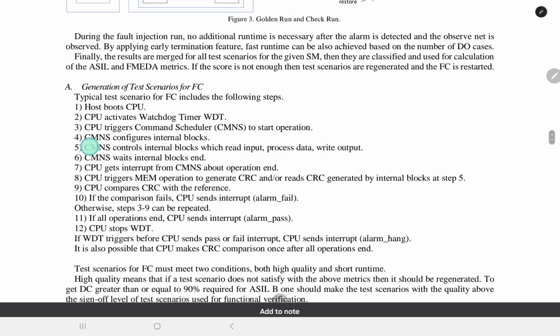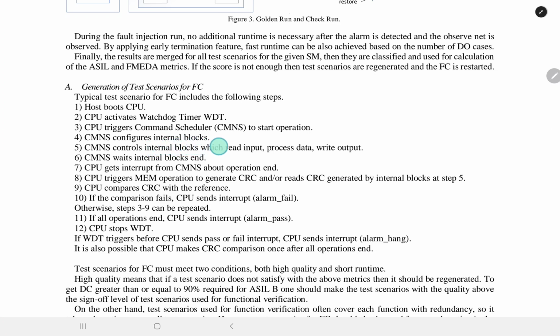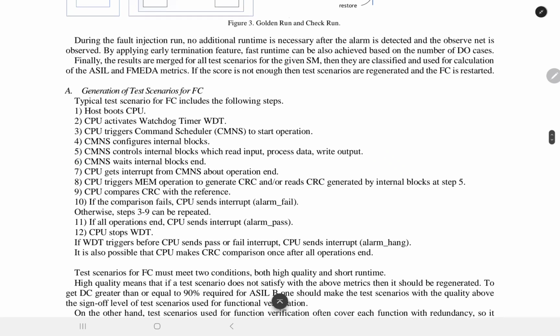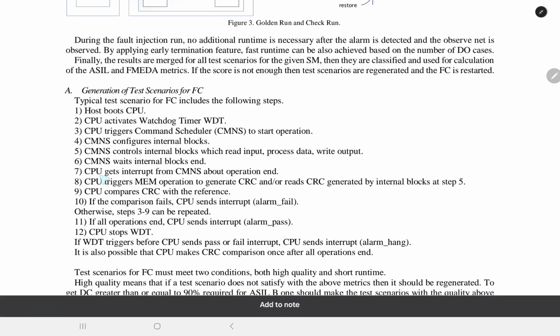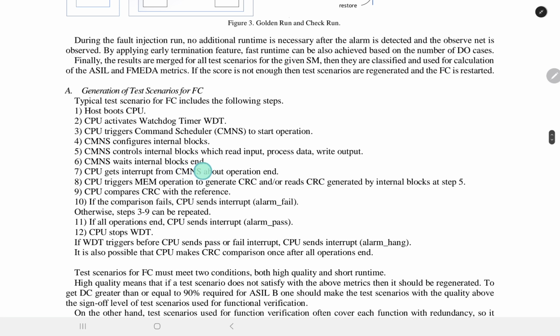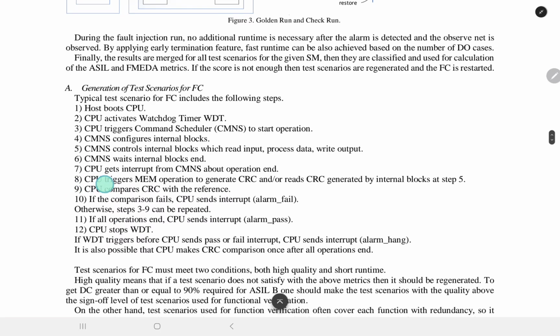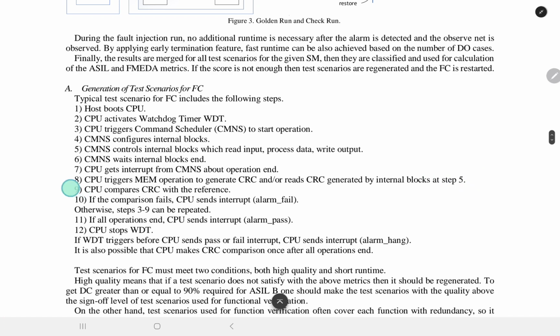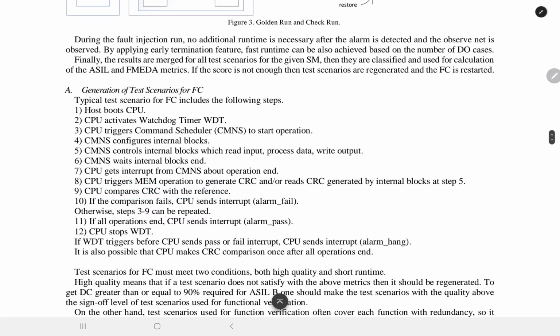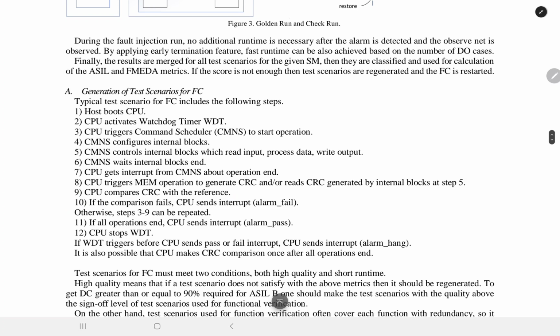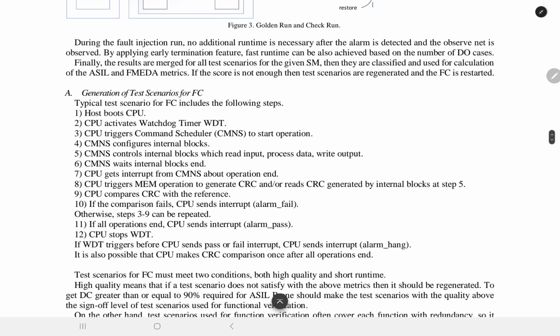Step 5, CMNS controls internal blocks which read input, process data, and write output. Step 6, CMNS waits for internal blocks to end. Step 7, CPU gets interrupt from CMNS about operation end. Step 8, CPU triggers the MEM operation to generate the CRC and release CRC generated by internal blocks. Step 9, CPU compares CRC with the reference. Step 10, if the comparison fails, CPU sends interrupt alarm_fail.